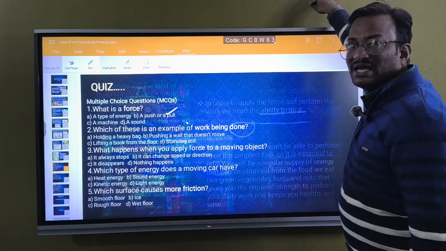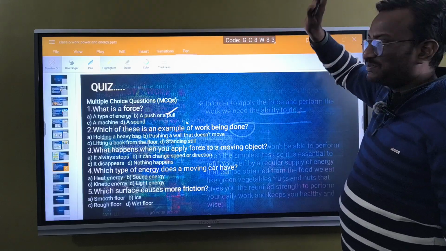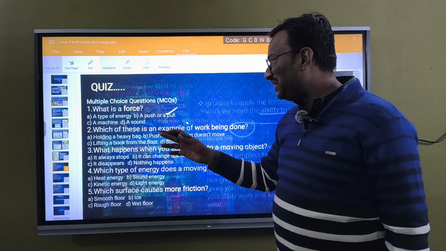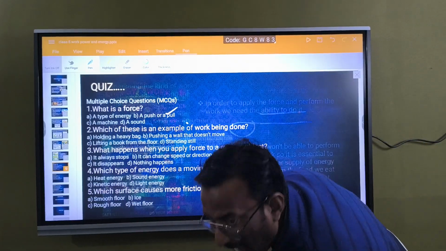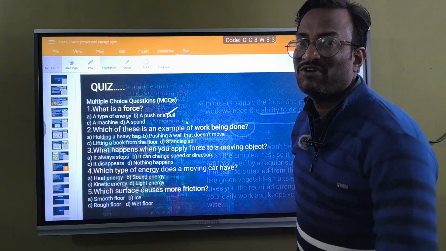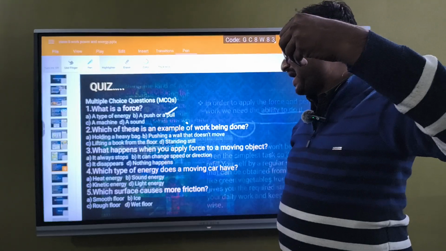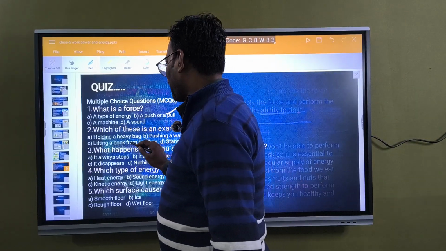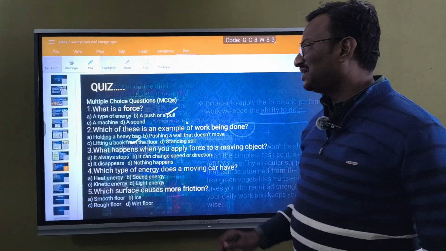So I am pushing the wall here. The wall is not moving. There is no displacement, so that is not work. Lifting a book from the floor: from the floor, I am lifting a book. The book has been displaced from floor to my hand. So this is work. C is the right option.